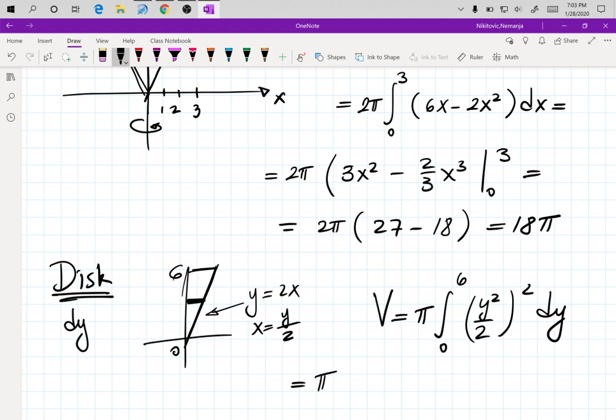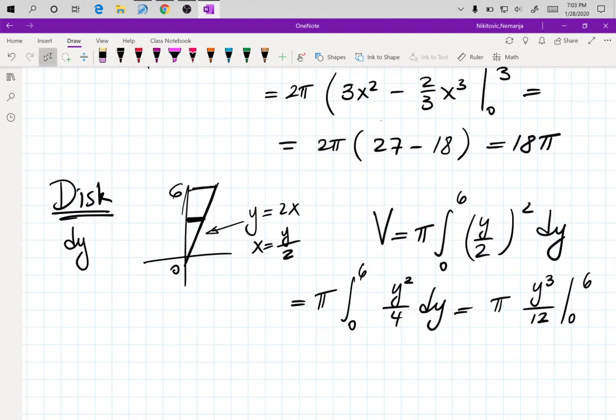Pi, integral 0 to 6 of, why did I put y squared? It's just y over 2. Pay attention. Y squared over 4 dy, and that's pi y cubed over 12 from 0 to 6. This is pi 6 times 6 times 6 divided by 12. That will cancel to get a 2. That will cancel to get a 3. 18 pi. Same.